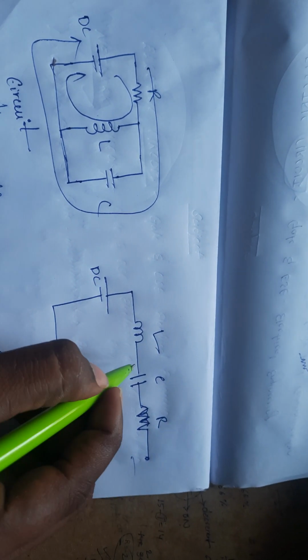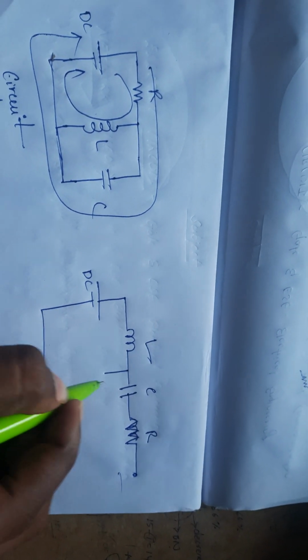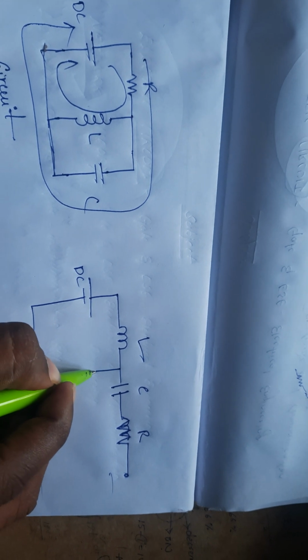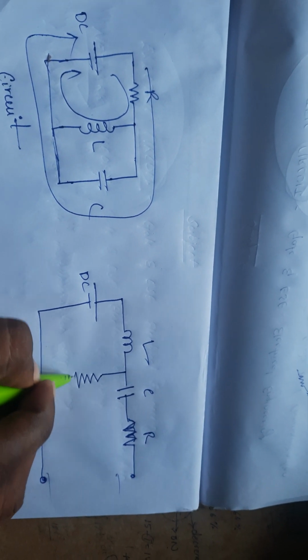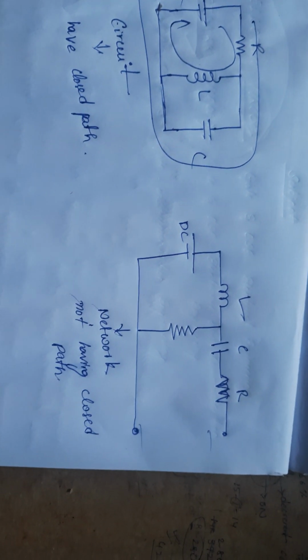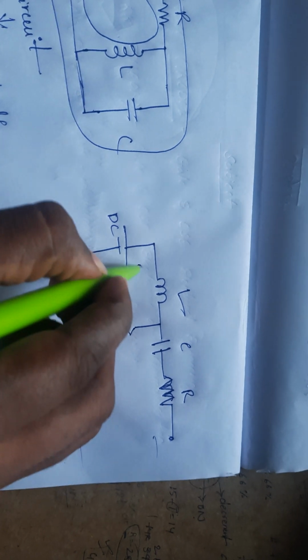Okay. Now you tell me. Here I will connect a resistor. One resistor. Now, is it a network or a circuit? Tell me. Okay. It is a network and a circuit, because it has a closed path.